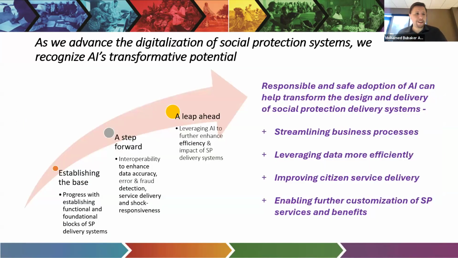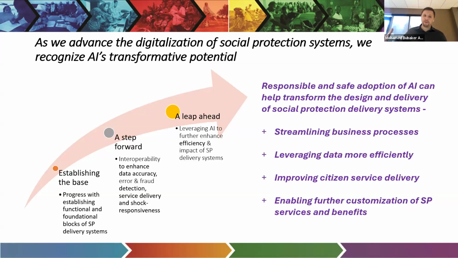And my last slide, and I'm ending here quickly, is that as we advance the digitalization of social protection, I think we should recognize that AI has a transformative potential. And we see this in a way where there's no way you can outpace infrastructure and establishing the base, for example, progress to establish functional and foundational blocks of SP. When we talk foundational, such as the ID, payment system, and interoperability. Functional, such as social registry, program MISs, and building those are very crucial.